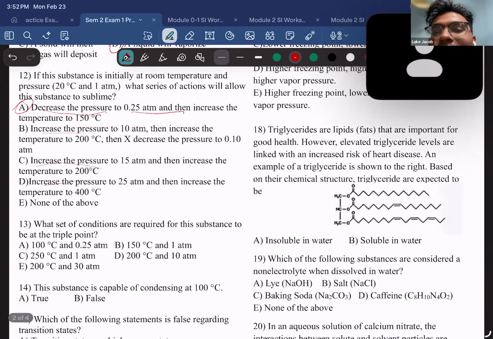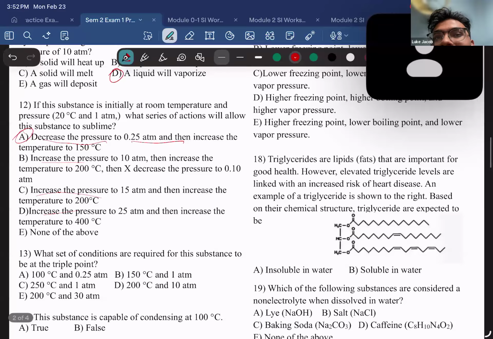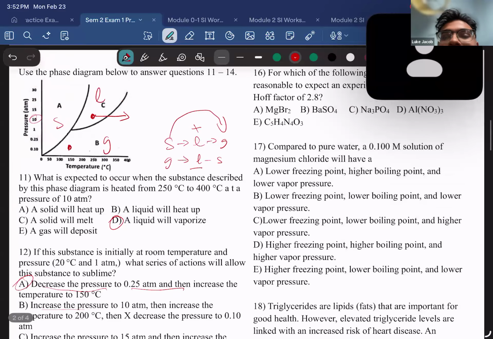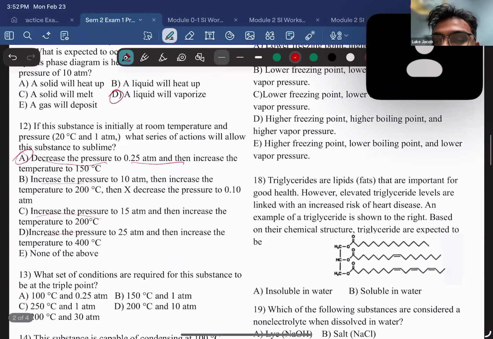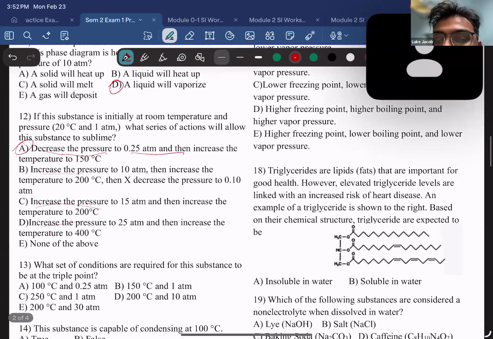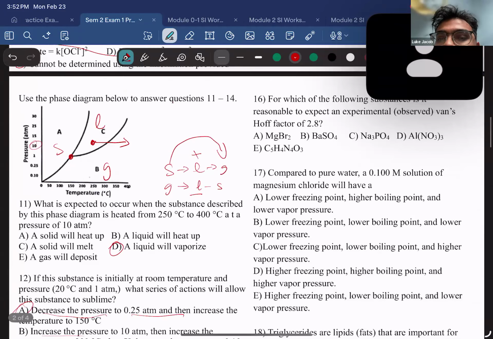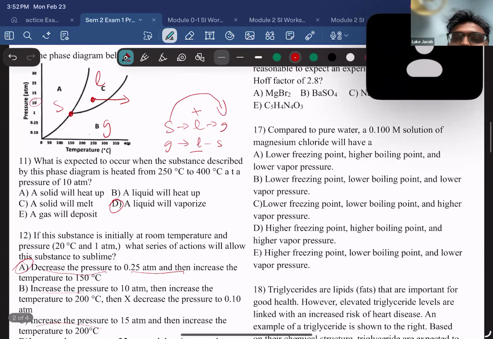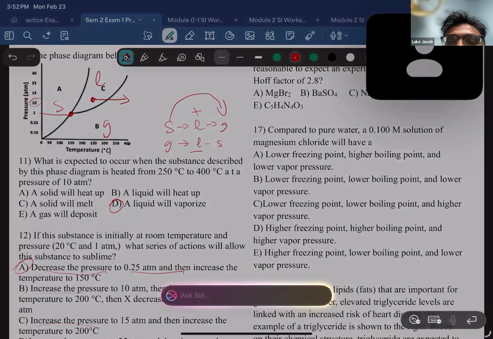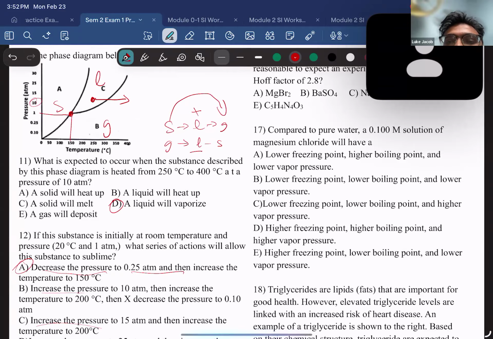All right. What set of conditions are required for the substance to be at the triple point? So the triple point is when all three phases are supposed to be able to exist. So we see that it's around 1 atm-ish and then 150 degrees Celsius. And so that answer choice is going to be B. Again, you just make an observation, make an approximation, and that should be around that.